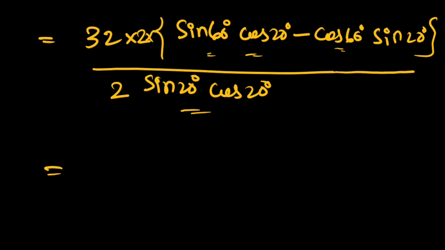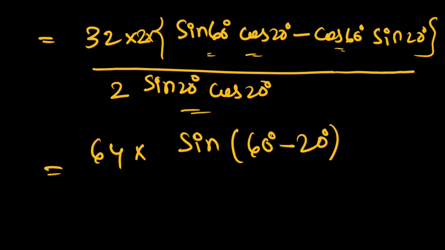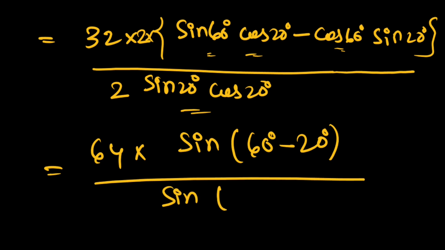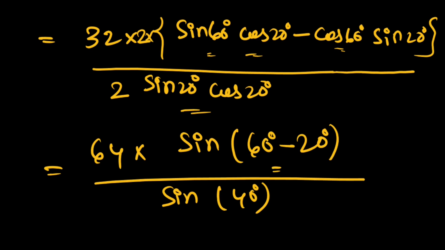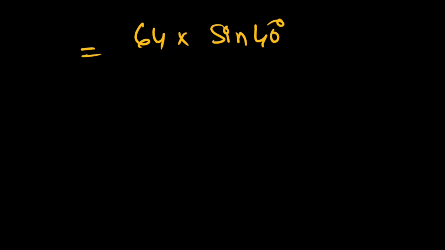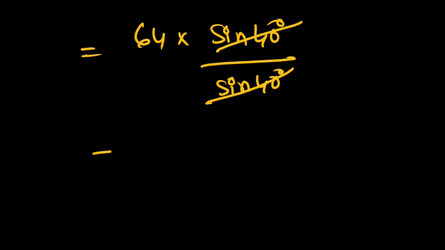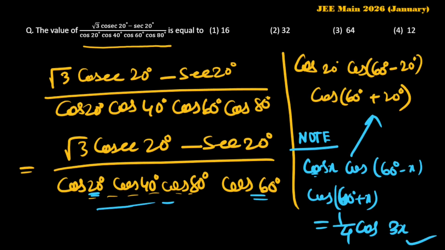Therefore this is 64 multiplied by sine of 60 degree minus 20 degree, over 2 sine 20 cos 20, that means sine of 2 times 20, that is 40 degree. Therefore 64 times sine of 60 minus 20, that is 40 degree, over sine 40 degree. These two terms cancel, therefore we get 64. So this is the answer of this problem, and the third option is the correct answer.